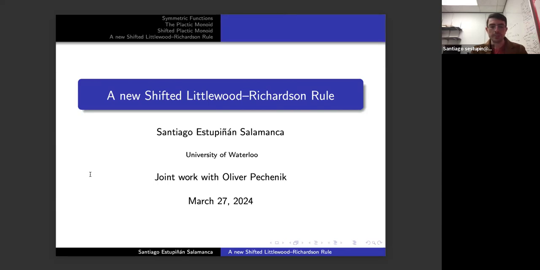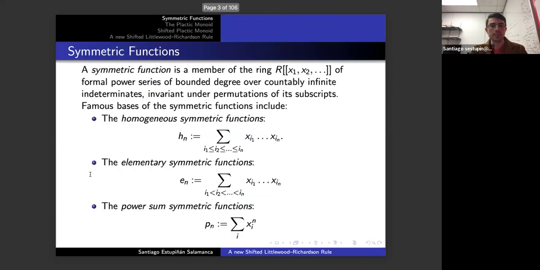And so let's see first a bit of background. A symmetric function is basically a formal power series over countably infinite indeterminates. Its main property is that you can permute its indices and that leaves it unchanged. Some examples of symmetric functions are the homogeneous symmetric functions, the elementary and the power sum bases. And as you can see, by permuting the subindices, you obtain the same function.